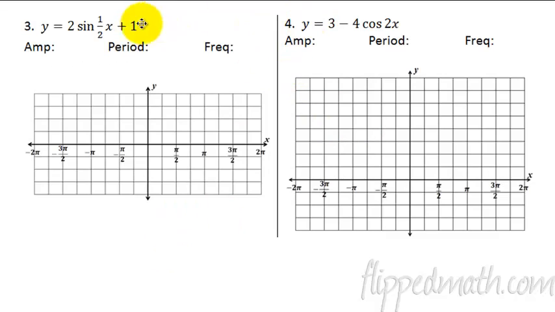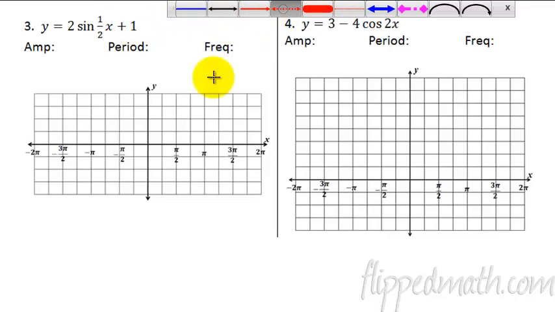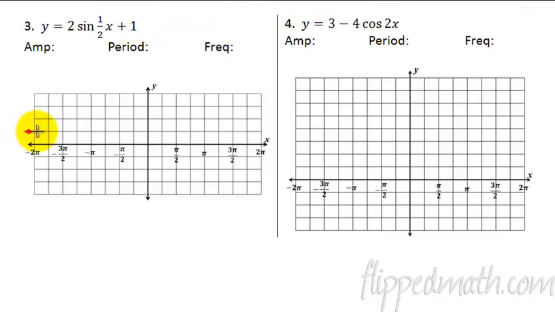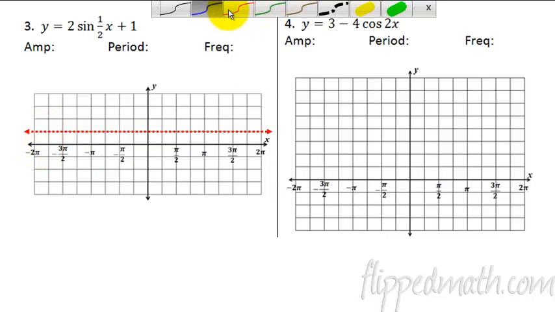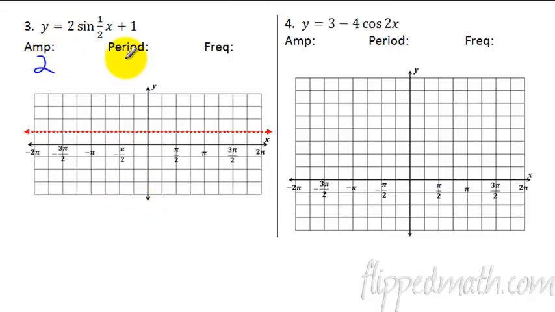Number 3, now we have something crazy going on with this +1. The +1 just makes it so that our equilibrium point, the middle, is getting shifted up 1. So instead of being right in the middle here at 0, it's getting shifted up to a y value of y equals 1. That's all you have to really worry about to get this correct. So amplitude is 2, period is 2 pi over b, which is a 1/2, and so then that equals 4 pi. So then our frequency is 1 over 4 pi, and let's start graphing.